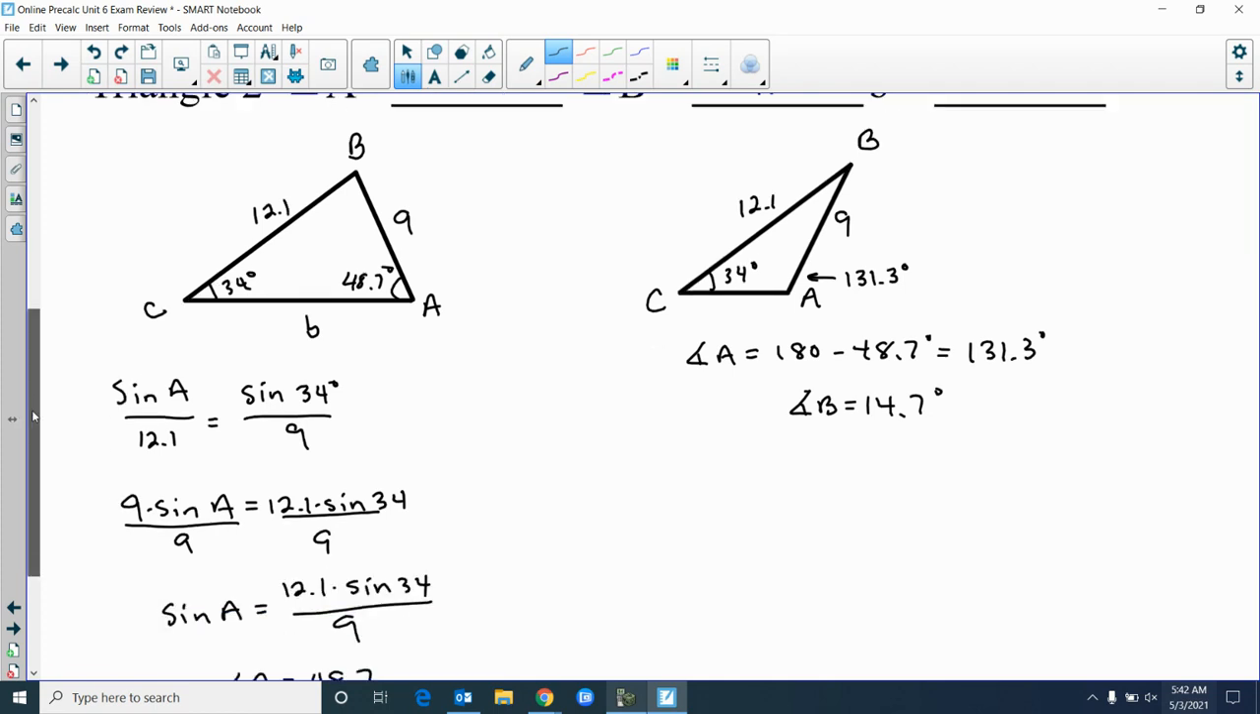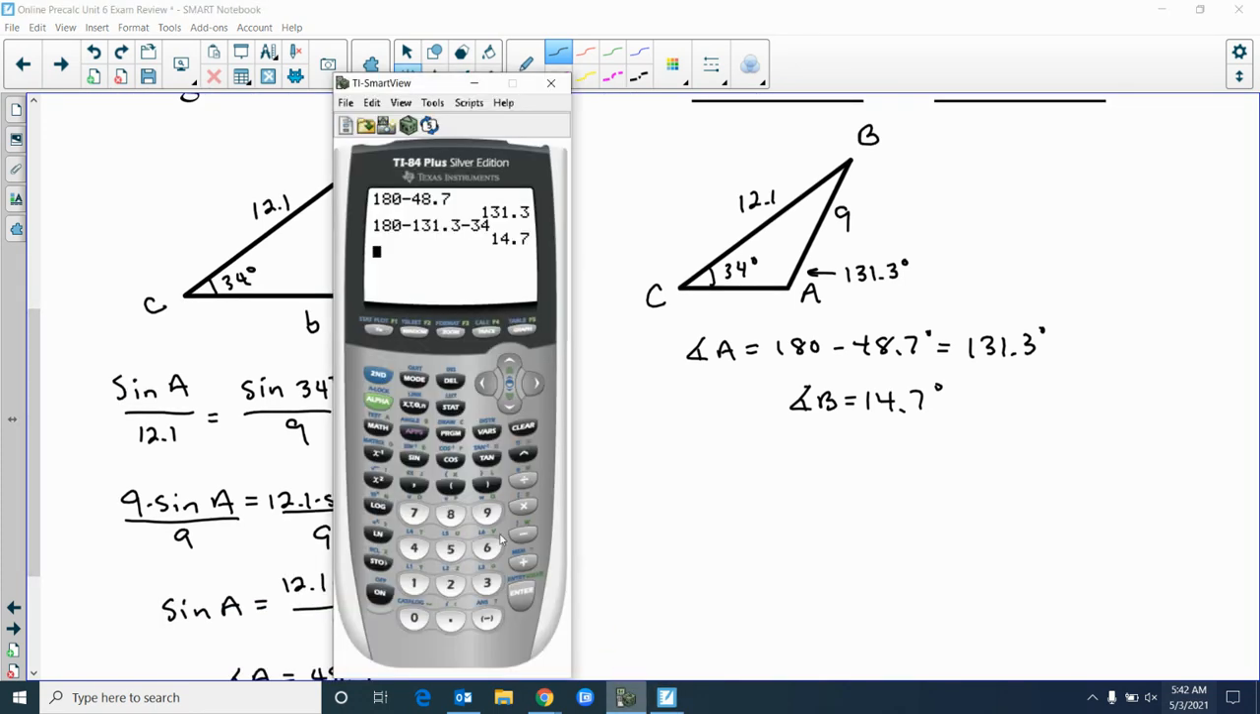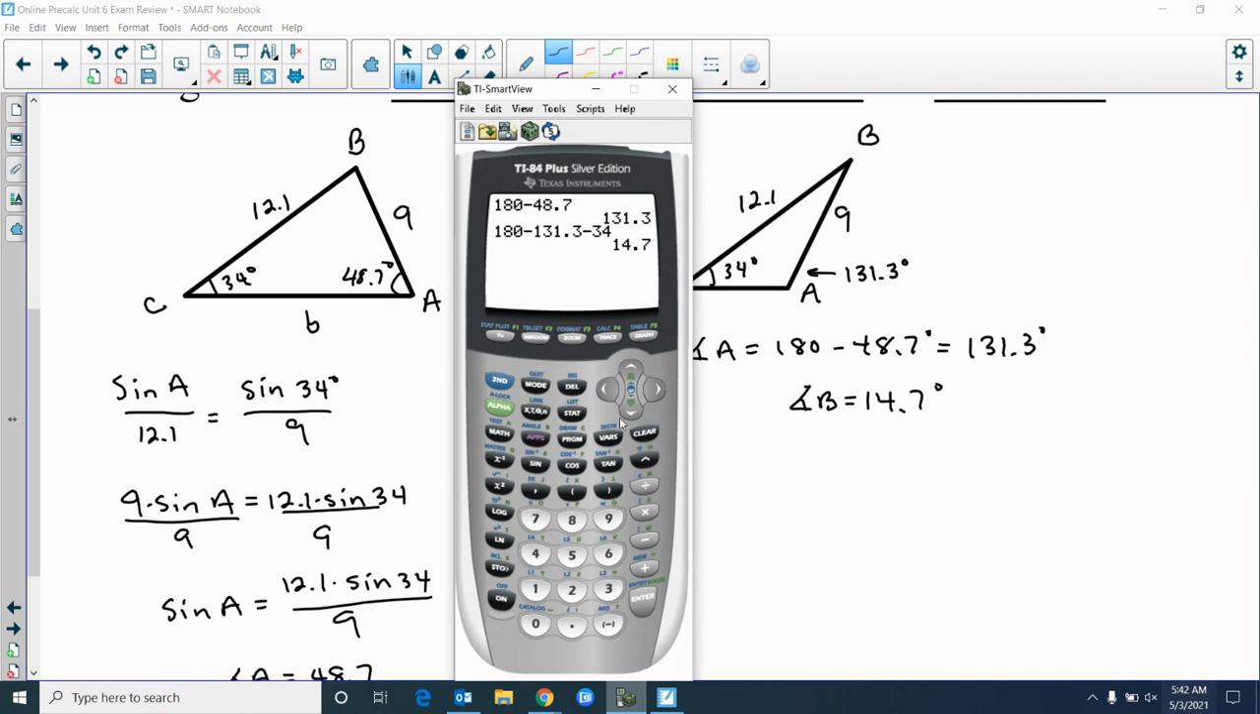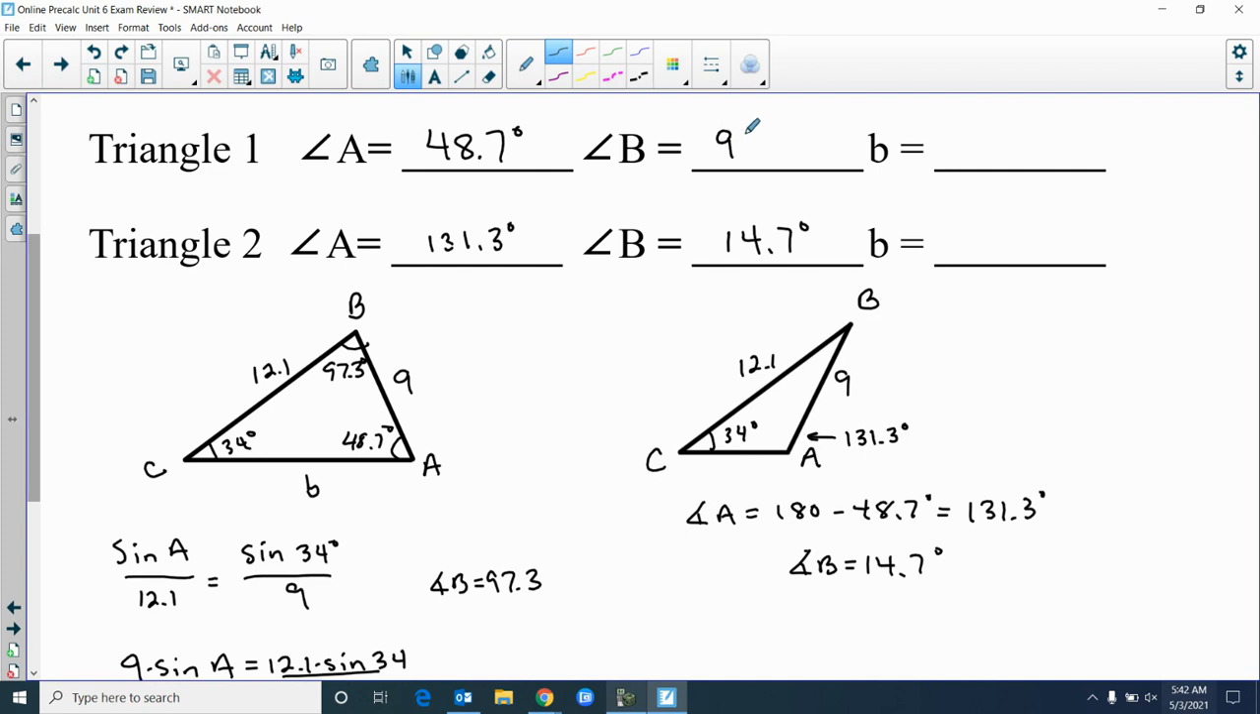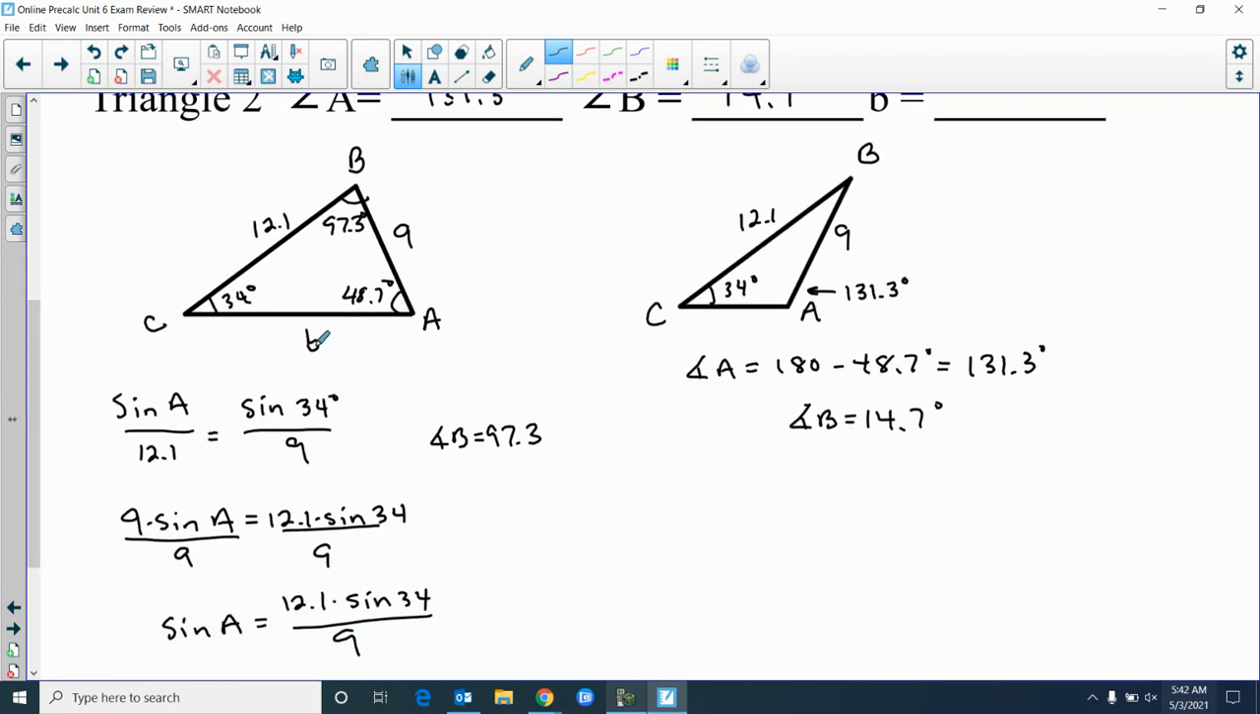And then over here, I got 34 and I got 48.7. So I take 180 minus 34 minus 48.7, which is 97.3. So angle B equals 97.3. I'll mark that up here. Now these are two independent cases. I need to find side B in the first triangle.